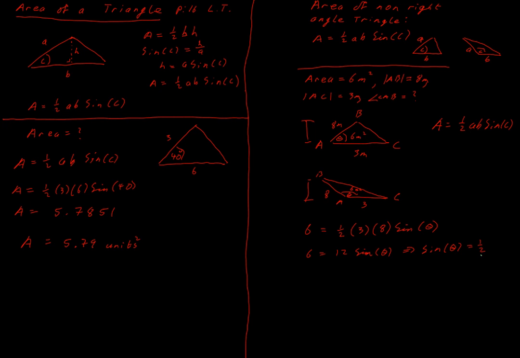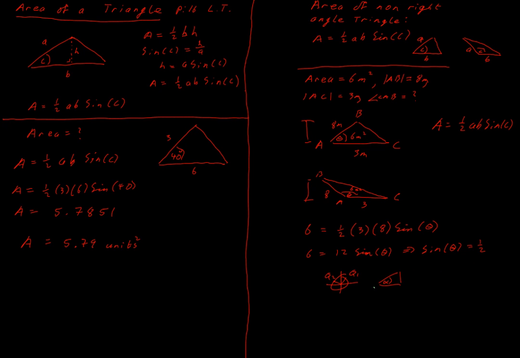Then I see I have sine theta is equal to some positive fraction. Where could that happen? It could happen in the first quadrant, or it could happen in the second quadrant. So I'm dealing with a situation where I'm in either the first or the second quadrant. I'm going to get my reference angle, my alpha, and then I'm going to find out my two possible solutions.